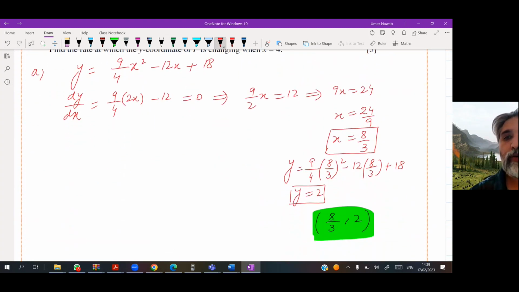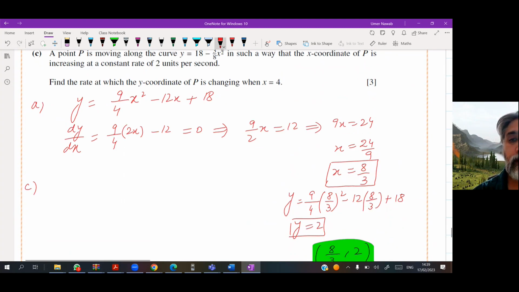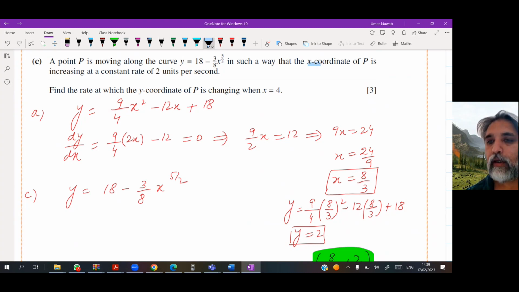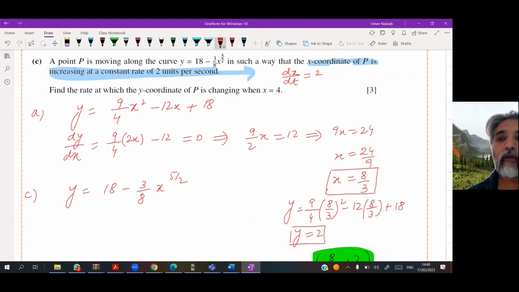Now, let me do the C part. In the C part, he gave you the equation of a curve, 18 minus 3 over 8, x raised to the power 5 over 2. And he says the x coordinate rate is how much? It's an increasing rate, so we need to write it positive. So what is the increasing rate? dx over dt, guys, 2 units per second. This is given by the examiner.